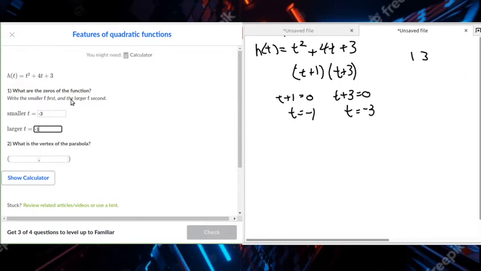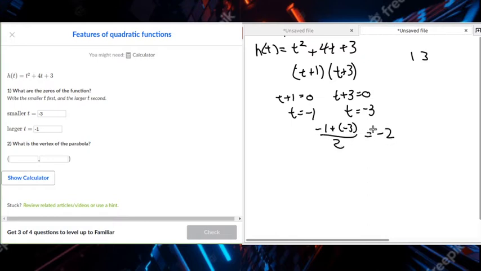And then it's going to ask us what the vertex of the parabola is. And how do we find that? We find that by taking the average here. -1 plus -3 over 2 is equal to -2. So there's our x value. And now we need to substitute in to find the y value here. So -2 squared is 4, plus 4 times -2 is -8, plus 3. So that's 7 minus 8 is -1.